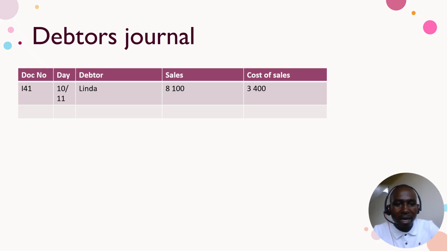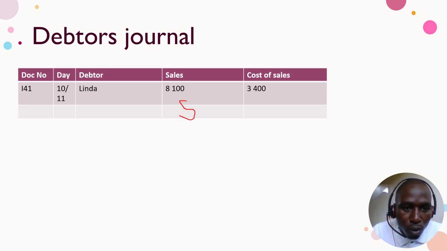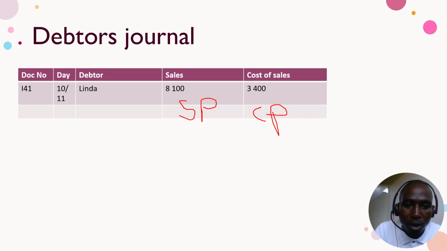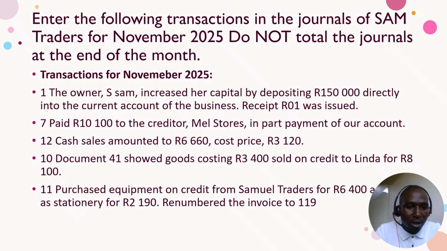Under sales, you write the selling price, that is 8,100. And under cost of sales, you write the cost price, that is 3,400. You are done recording in your debtors journal. Remember, on the debtors journal, we record only credit sales, and you write the sales amount and the cost of sales amount.